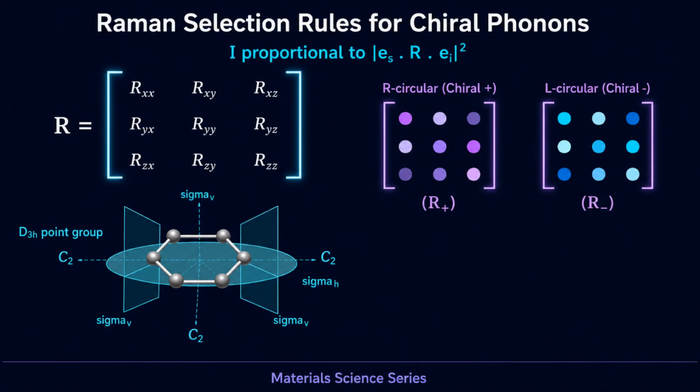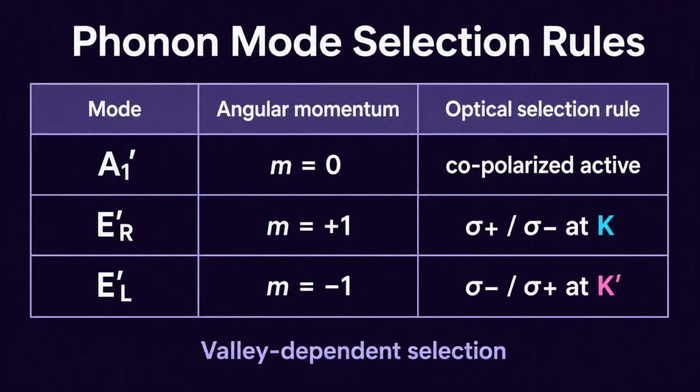Raman scattering intensity is determined by the Raman tensor R and the polarization vectors of incident and scattered light. The intensity is proportional to the squared magnitude of e_s · R · e_i for chiral phonons with angular momentum m. The Raman tensor has specific symmetry properties. In monolayer TMDs with D3h point group, the E' mode splits into left-handed and right-handed components, each with distinct Raman tensors. Here are the selection rules for different phonon modes.